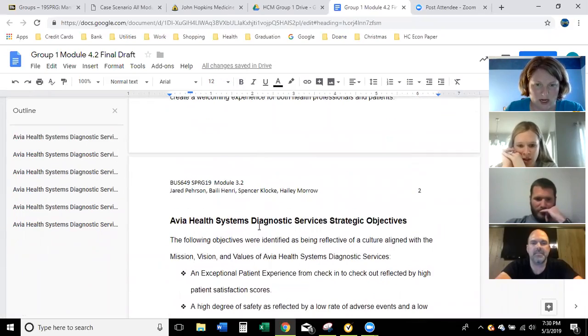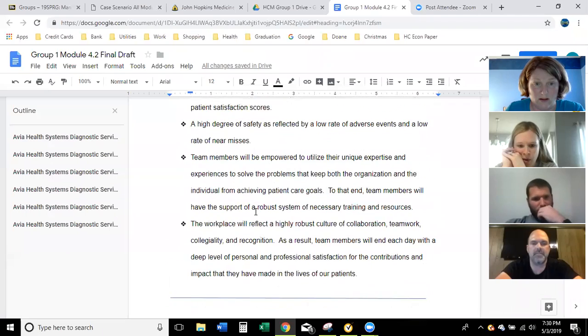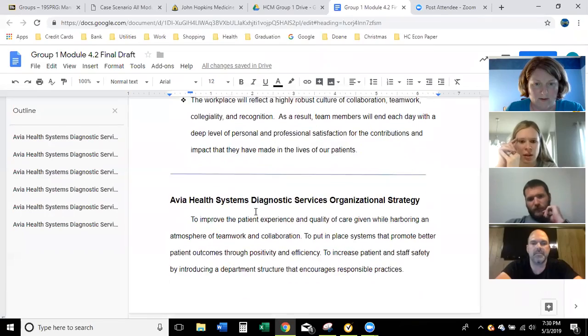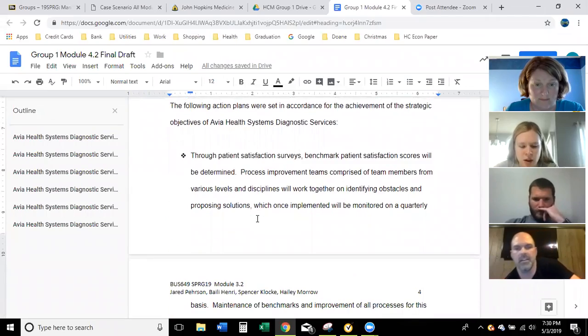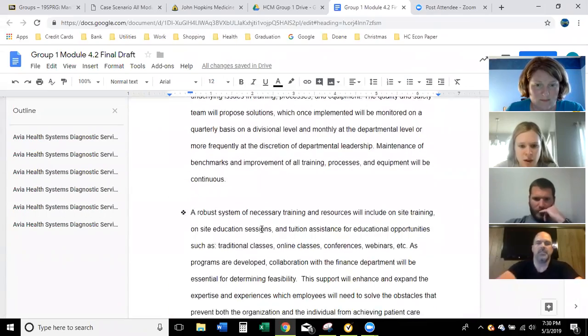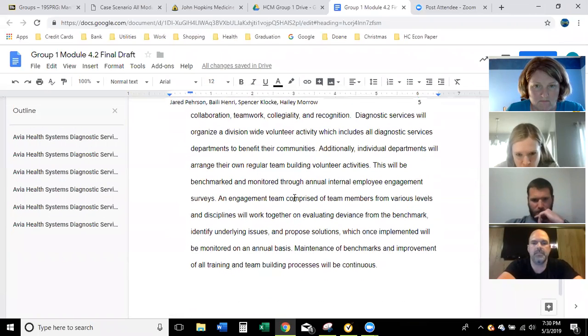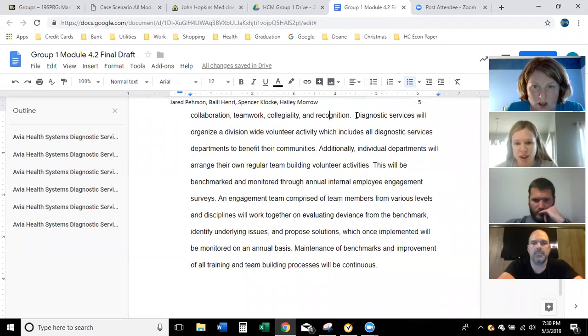Okay, so changed spacing. Where were we talking about team building exercises and safety meetings? Down in here, right? Training resources here. Team building is in this one. There, go down a row. Stop. Mm-hmm. Where we wrote diagnostic services will organize a division-wide. There's an extra space there. Here? Do you think this spacing? No, just a space bar space. Oh, in front of, there you go.